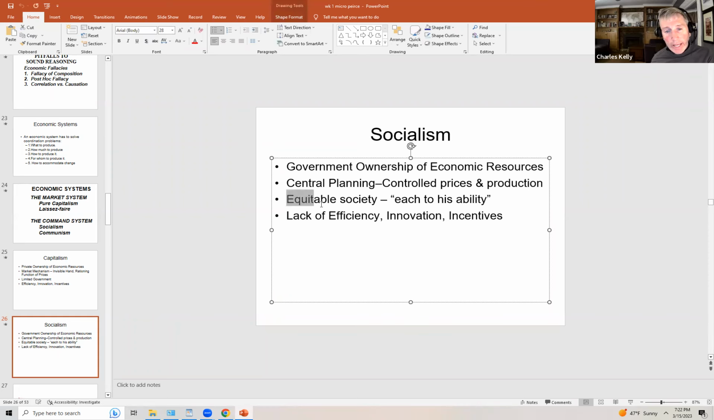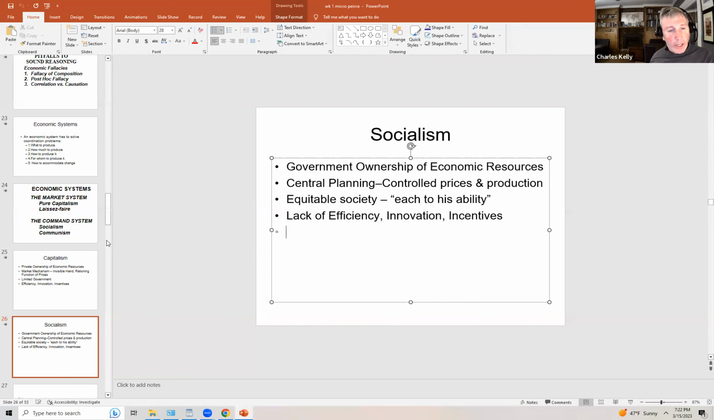You're trying to achieve an equitable society. So in an effort to make everyone equal, we actually make people worse off because it's difficult to have efficiency and innovation, and it skews incentives within socialism. But neither system is perfect. This slide is very telling.